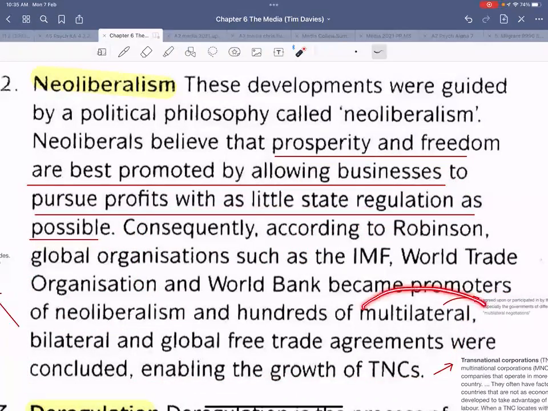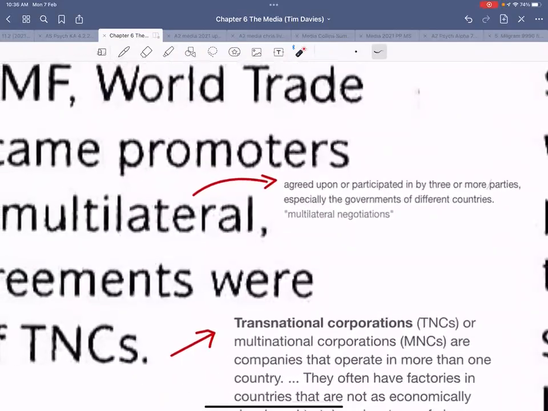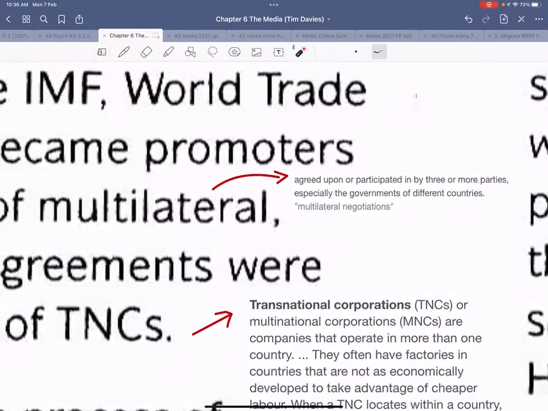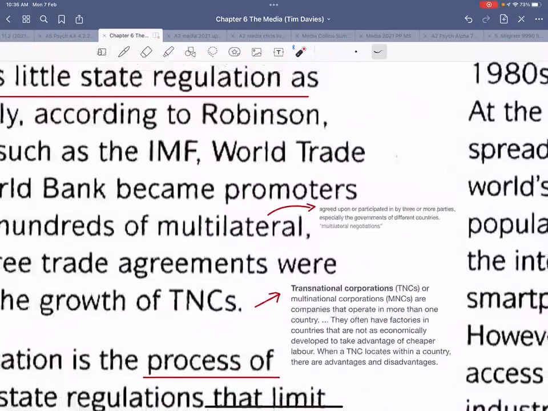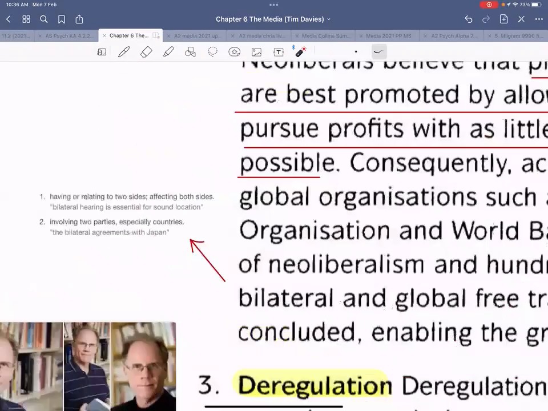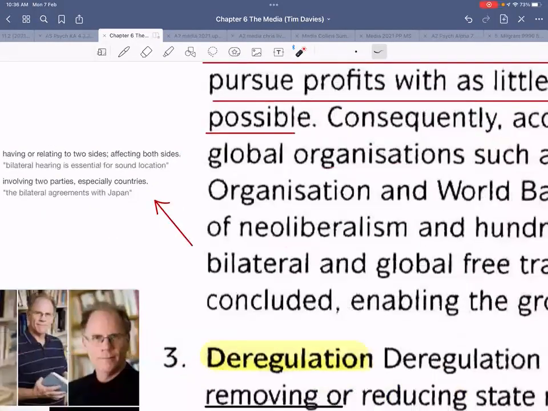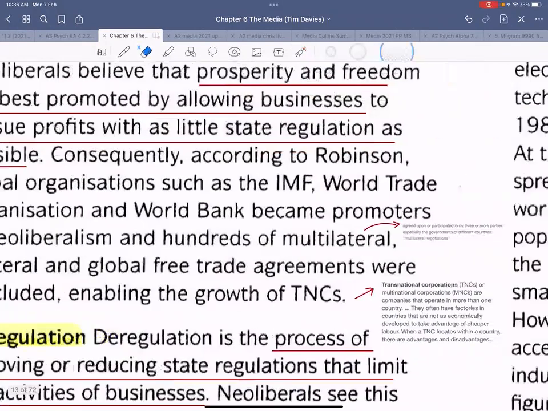But before that, for the ones who do not know, what does the word multilateral mean? Multilateral, in this context, means agreeing or participating in by three or more parties, especially the governments of different countries. An example could be multilateral negotiations, right? Once you know what multilateral is, I'm assuming everyone would get an idea about what bilateral is too, involving two parties, especially countries. For example, the bilateral agreement between Japan and any other country. Okay. So this is the part that I had wanted everyone to focus on.